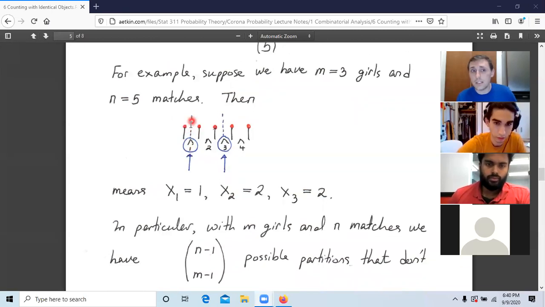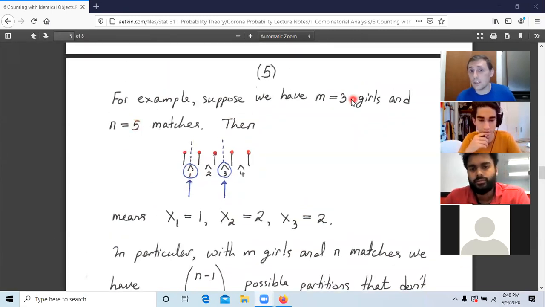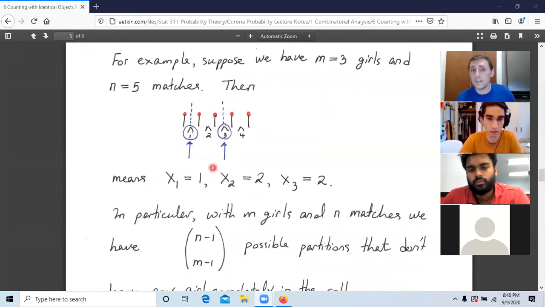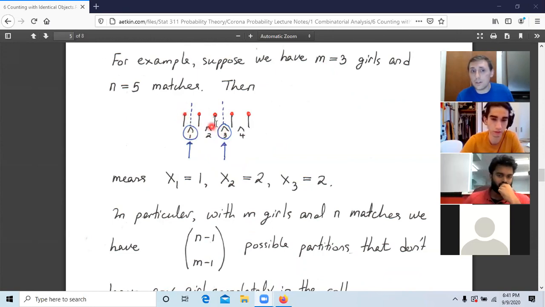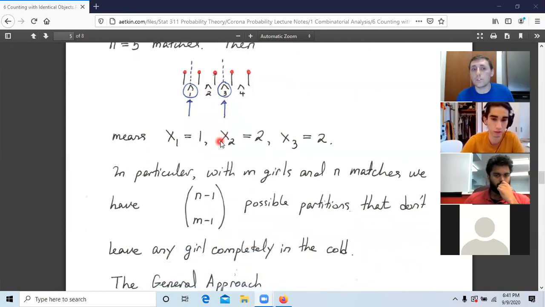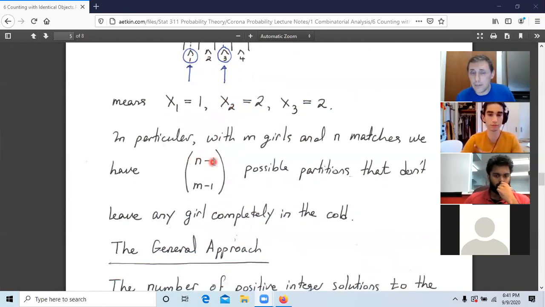So this is one situation, right? Let's say I had 5 matches and 3 girls. Now I need to have partition into 3 categories here, right? What goes to girl number 1, what goes to girl number 2, and what goes to girl number 3. You can see that if I select, let's say, space 1 and space 3, then girl number 1 gets a match, girl number 2 gets 2 matches, and girl number 3 gets 2 matches. Make sense? So it's enough to select, in this case, two spaces. So in general, if I have n matches, I will have n minus 1 spaces between them, and I will choose m minus 1 spaces between them.